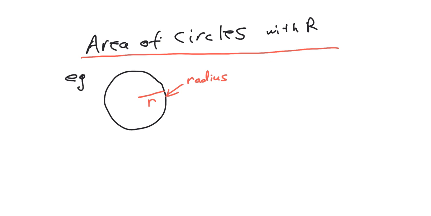Then the area, is the stuff inside, is equal to 3.14 times r times r. That is all the formula is. That is what we always use. Now, let's go over some basic examples.